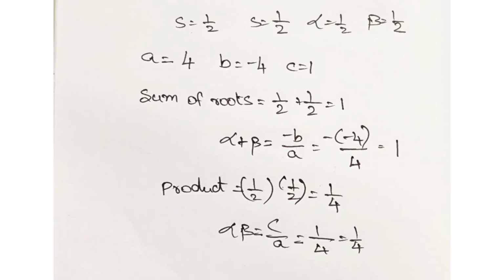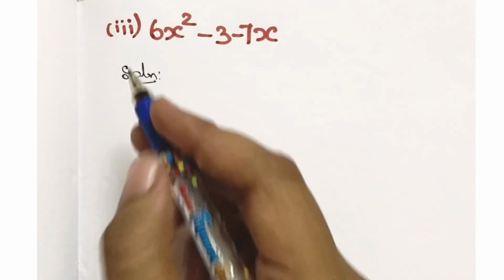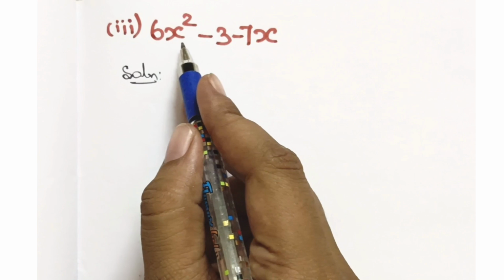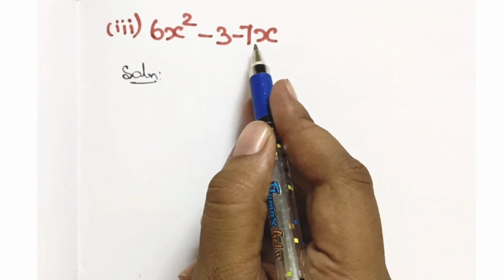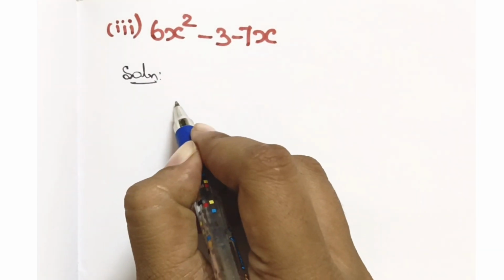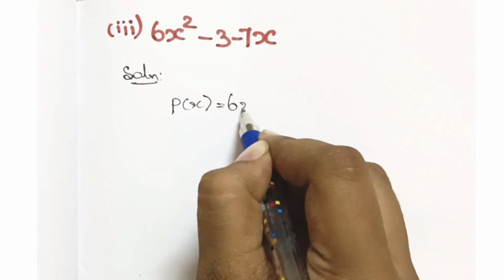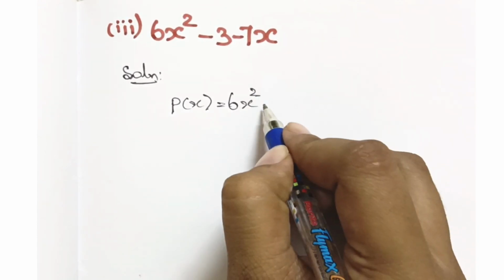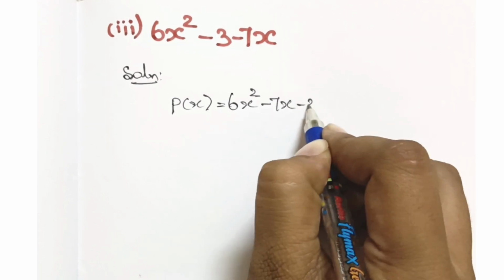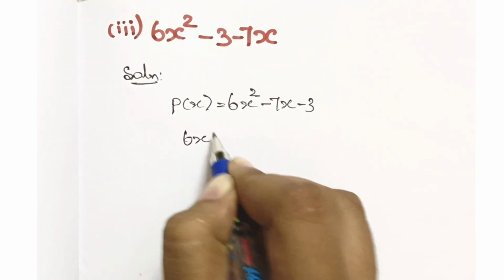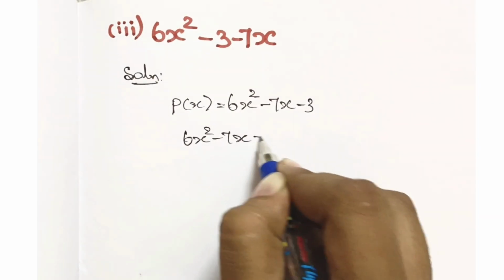So it's very easy. All problems are in the same order. The third problem is 6x square minus 3 minus 7x. First, p of x equal to 6x square, write it in the standard form, minus 7x minus 3. Equate this polynomial to 0.